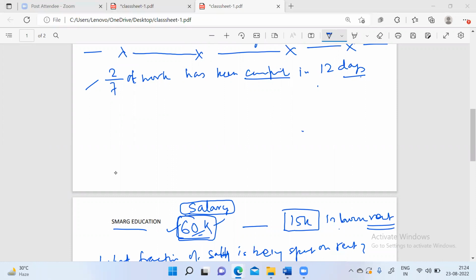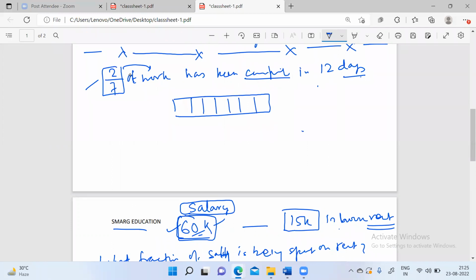So me, sir, Sadhana. हाँ साधना, तुम ही बताओ अब इसको कैसे करेंगे। Sir, what did you understand by 2/7 of the work? Total work has been divided into 7 equal parts, out of which 2 parts have been done in 12 days. So these 2 parts mean 6 days each. Now you have to complete all the 7 parts. Yes, sir. So the total number of days will be 42.